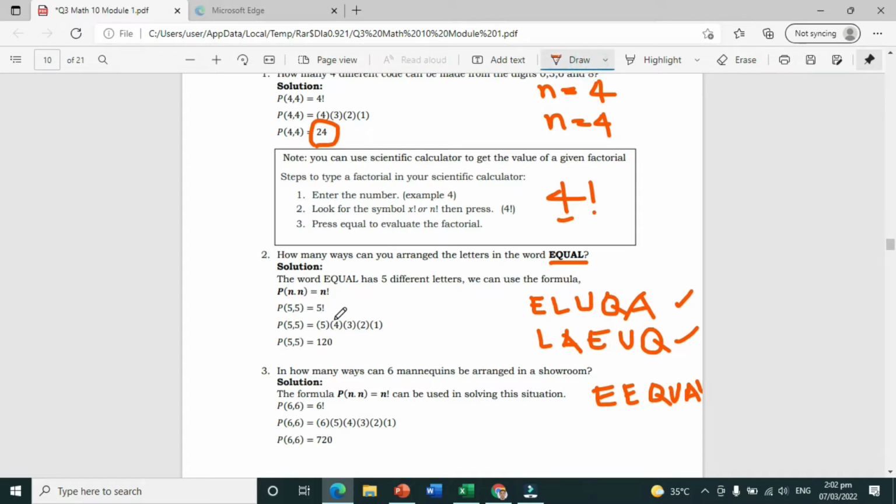So, balikan natin. 5 factorial means we're going to multiply 5 times 4 times 3 times 2 times 1. So 5 times 4 is 20, times 3 is 60, times 2 is 120, times 1 is 120. So there are 120 ways for you to arrange the letters of the word EQUAL.